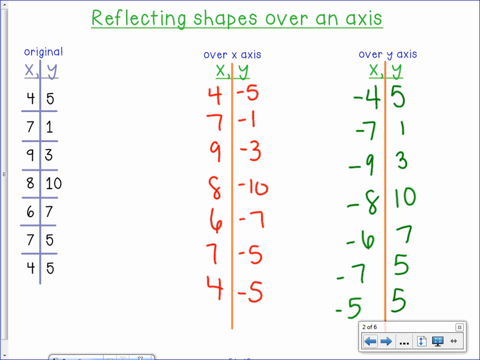Yeah, make sure when you're changing it, you're looking at the original. Because otherwise, if you change the coordinates over here, you're reflecting over the x-axis, and then you're changing that one too. So it won't quite turn out the same.